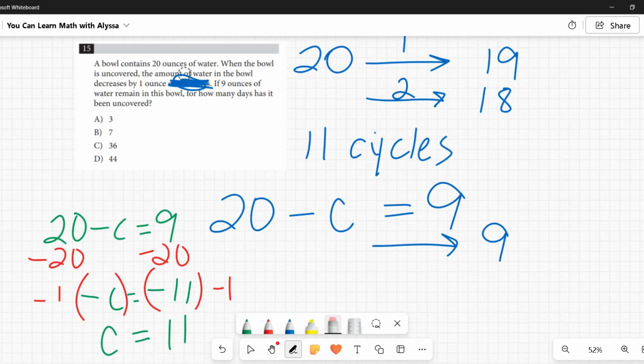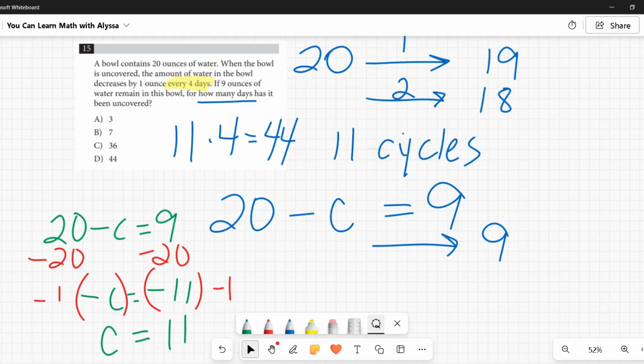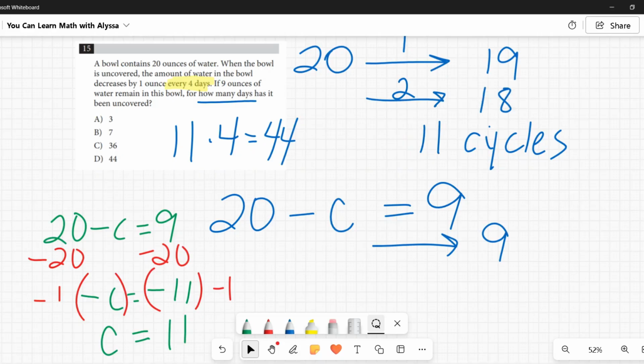And now we can look at how long a cycle is. A cycle is 4 days long. So 11 cycles times 4 days, because that's what we want to know, how many days. That is 44. Now let me move this separate over there. So 44, and that is D. D is my answer.